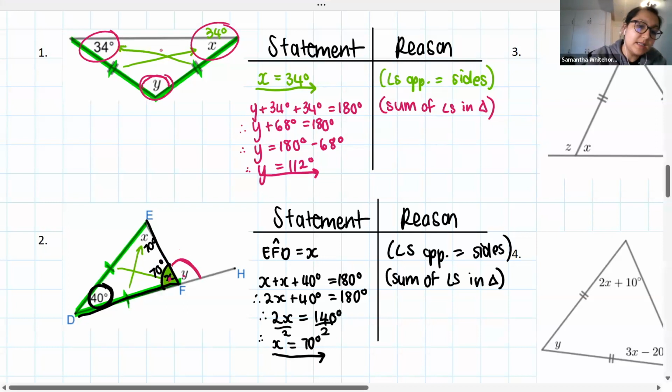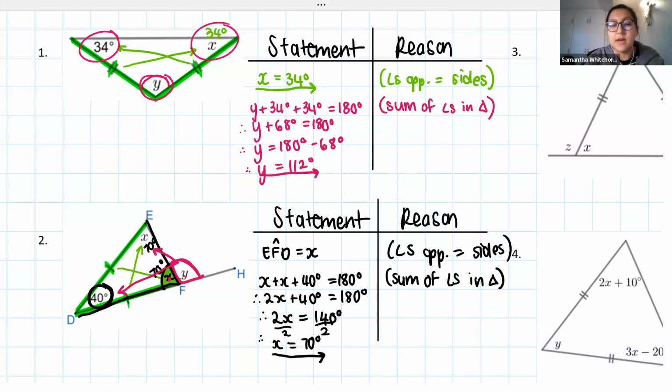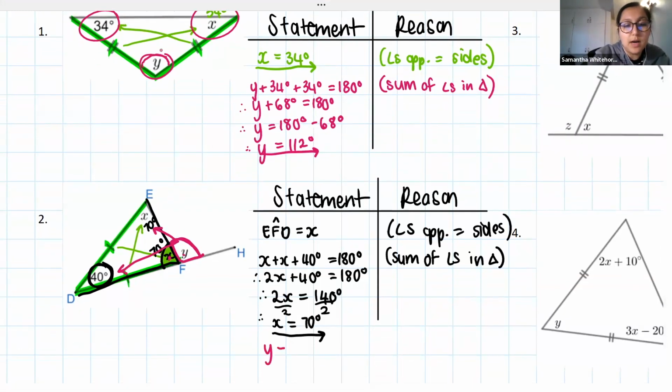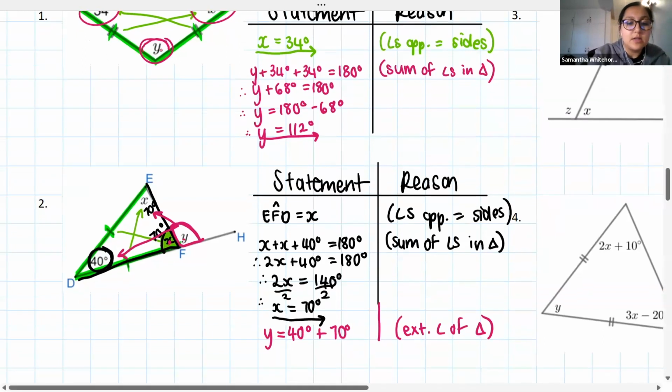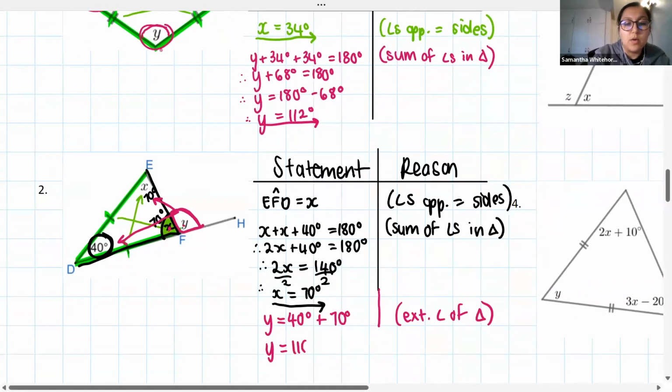Right, so Y is an exterior angle to my triangle, which means it's equal to the sum of the 2 opposite interior angles. So Y is equal to 40 plus X, which we've just worked out to be 70. So 40 plus 70 because of exterior angle of triangle. And so Y is equal to 110 degrees. If you'd used angles on a straight line, you will get exactly the same answers.